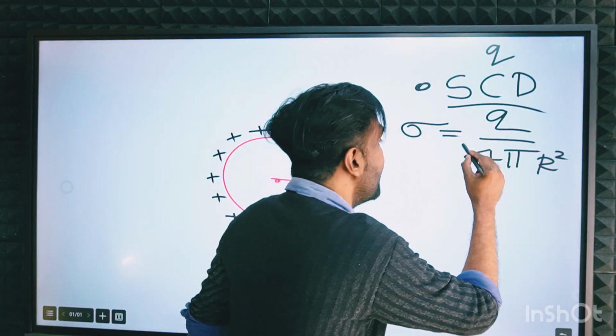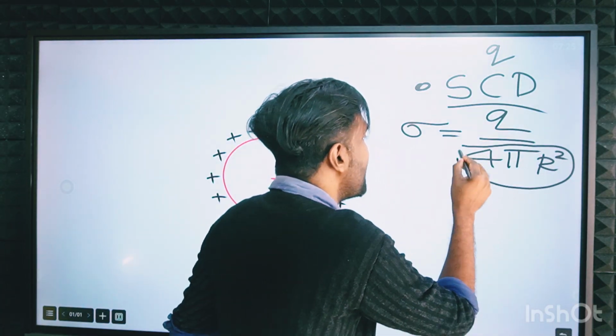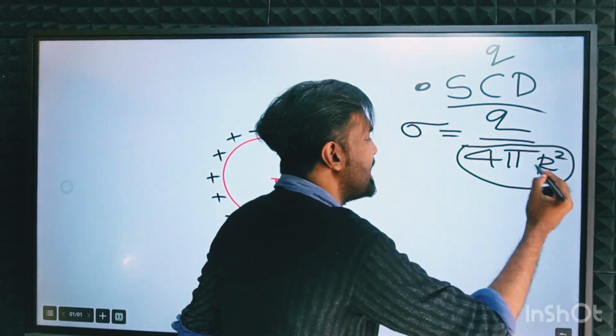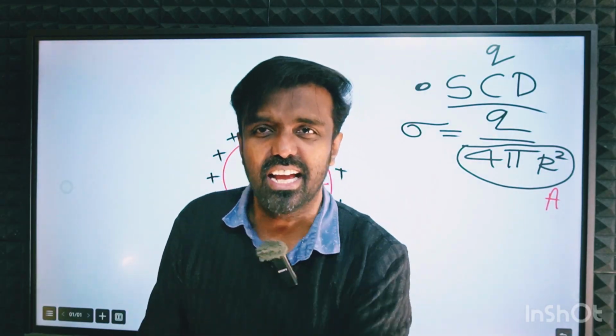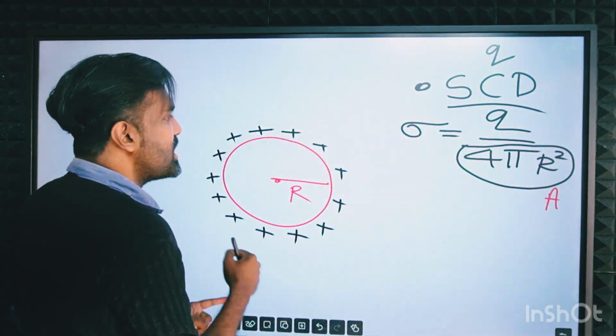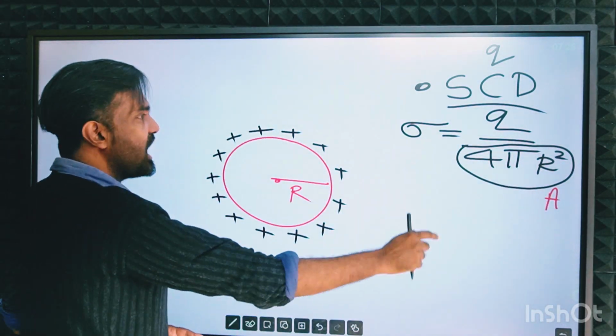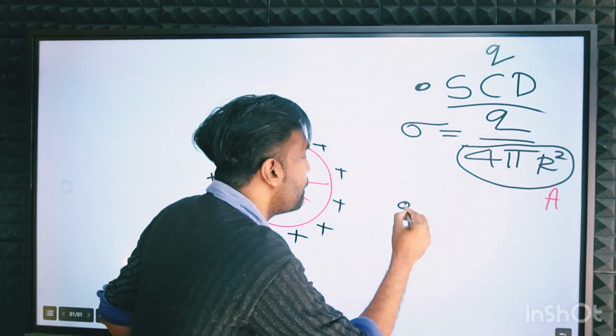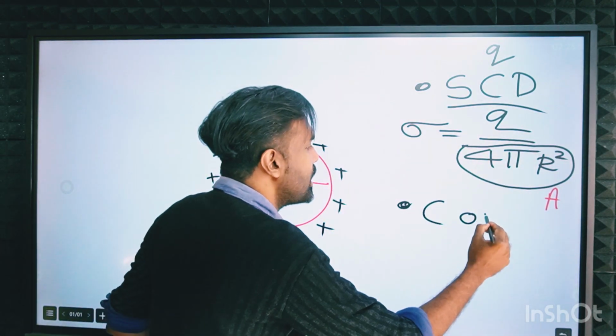Don't forget. Instead of this 4 pi r square, actually we have area. Charge by area is there. Here, what is that area? 4 pi r square.